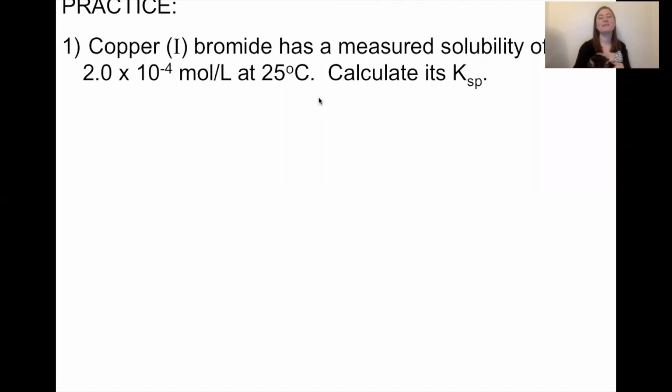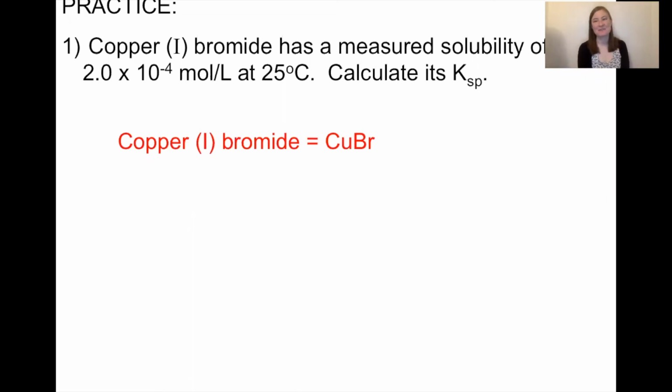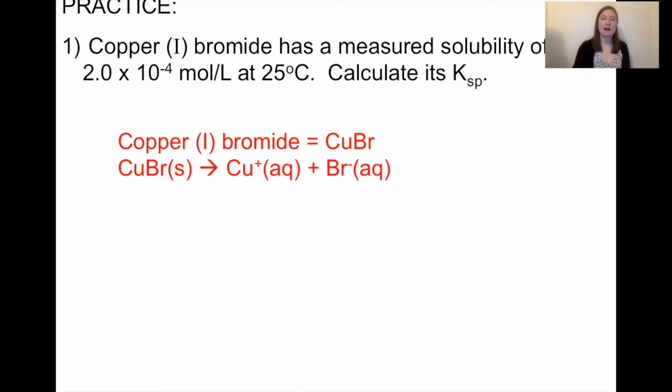Good. Okay, so let's look at this first one. We're looking for the KSP for copper(I) bromide. It would help if we knew the formula, right? That's CuBr. And then in order to calculate the KSP, they've given us the solubility. Conveniently, this time they give it in moles per liter, so we don't need to convert from grams per liter. It helps if you write the chemical equation for what's happening.